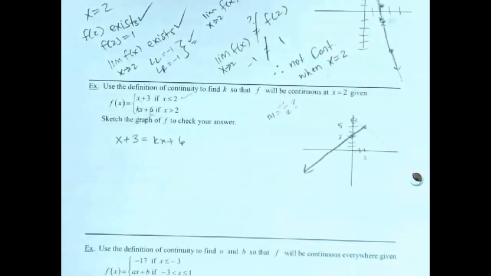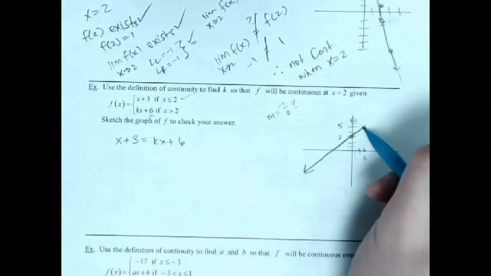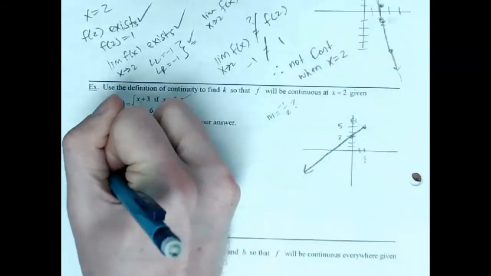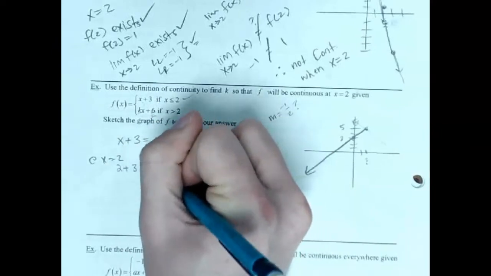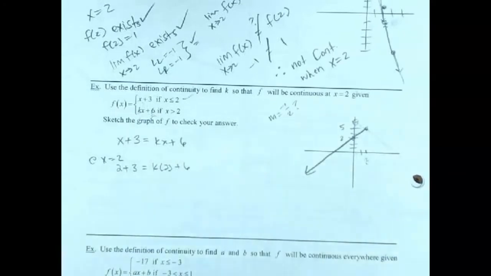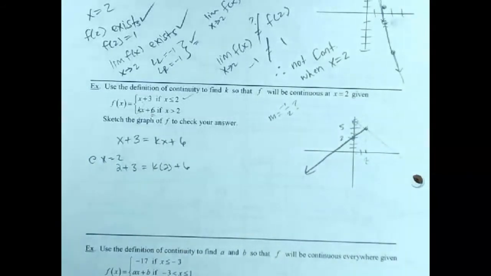Right, so we're going to need those two graphs to intersect, so I'm just setting the two equations equal to each other. Now, I don't always need this line and this line to intersect, right? I only need them to intersect at this one specific point. So now I'm going to plug in at x equals 2. So 2 plus 3 equals k times 2 plus 6. You don't need the whole entire equations to intersect. That's not really possible for lines. You only need them to intersect at your one specific point. And then you can just solve for it.